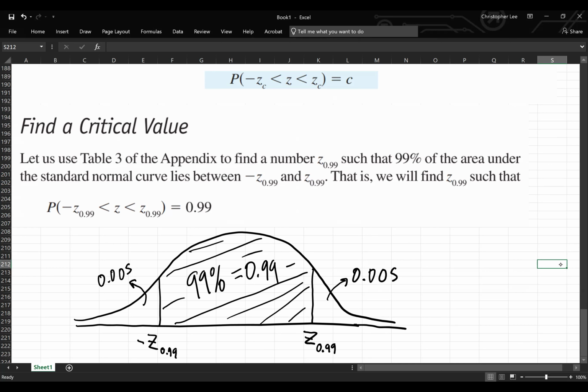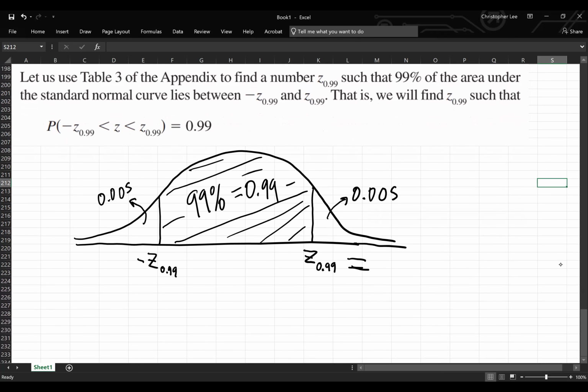So long story short, I want to know what is the Z critical for 0.99, right? I want to know what is that Z value. So to find that Z value, we're gonna look at the table, right? But help me out. What am I gonna look for? What's the probability I'm looking for?